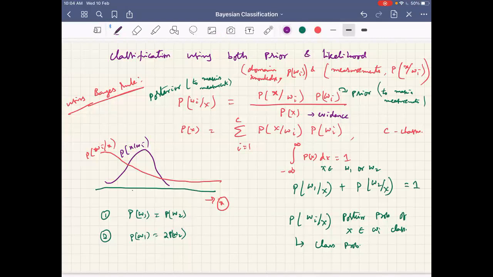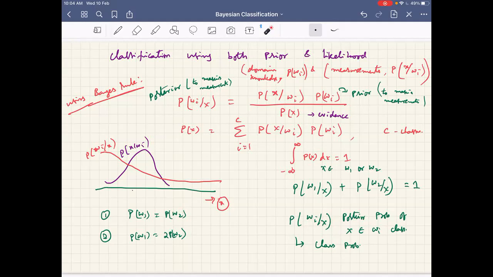So now, in the last class, I asked you to look at classification with posterior. The difference between posterior and the likelihood is that the likelihood takes measurements into account, while the posterior takes both measurements and the prior probability, that is domain knowledge, into account in its classification. Let us see the first case. When the prior probabilities are equal, the question now is, if I take the classification using the posterior versus using the likelihood, will there be any difference?